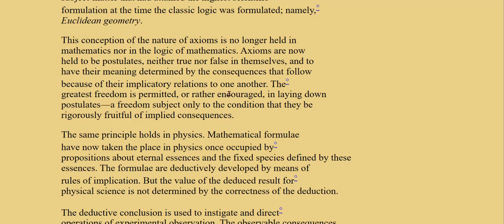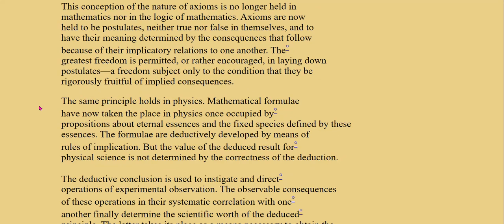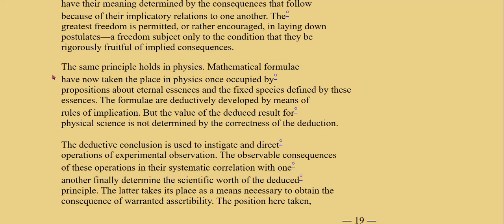The greatest freedom is permitted, or rather encouraged, in laying down postulates, a freedom subject only to the condition that they be rigorously fruitful of implied consequences. Yeah, and then the same principle holds in physics. So mathematical formulae have now taken the place in physics once occupied by propositions about eternal essences and the fixed species defined by these essences. So mathematics is a useful tool in physics rather than taking up these specific essences or propositions about essences. We use mathematical formulas and manipulate mathematical formulas to see what comes out of that.